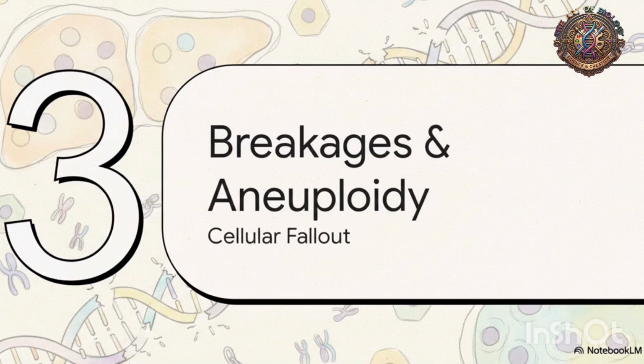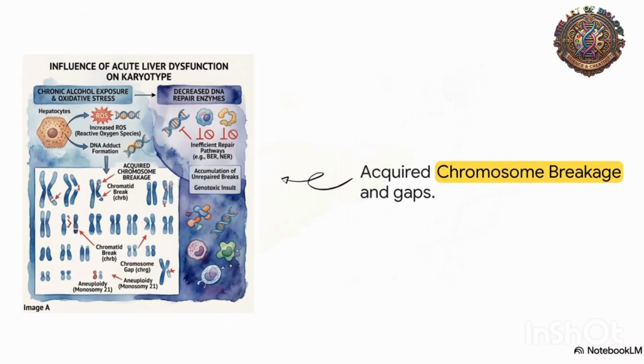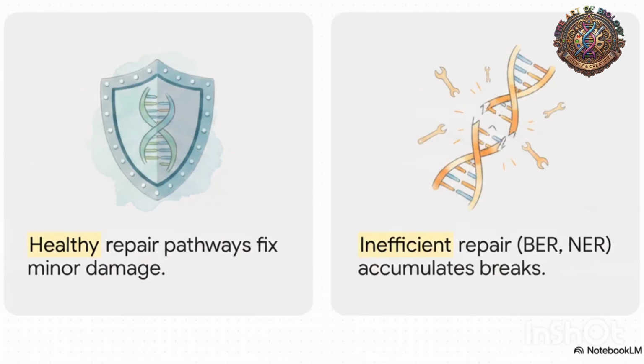Which brings us to section 3, breakages and aneuploidy, cellular fallout. Now, what's really wild about this is the literal physical trauma inflicted on the chromosomes. We're looking at acquired chromosome breakage, specifically chromatid breaks and chromosome gaps. The ROS attack has quite literally fractured the genetic architecture. And the real tragedy here? It's a devastating double-edged sword.